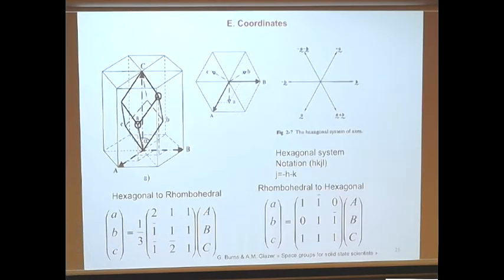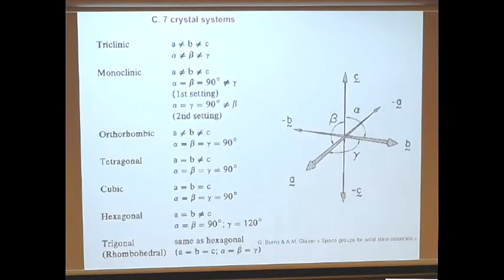Then we have different lattices, and there is a huge confusion between hexagonal and rhombohedral. For example, what Paul talked about, lithium niobate, is a trigonal material. With a trigonal material, usually you would describe it with a rhombohedral cell. In trigonal, as in hexagonal, a is equal to b, not equal to c, with an angle of 120.